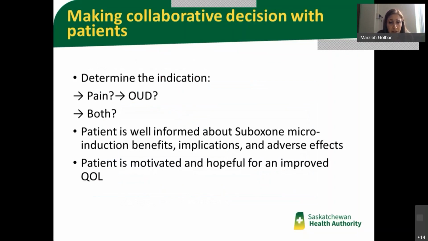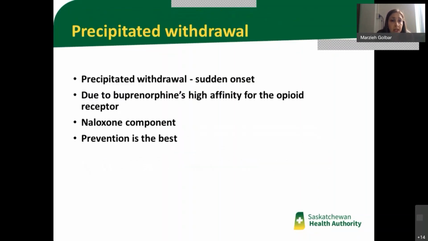So the patient has to be well informed, understand Suboxone and what reduction is, what the implications and adverse effects are. And it is easier to motivate the patient and make sure that they are hopeful for improved quality of life. So what is precipitated withdrawal? Because buprenorphine has a high affinity for opioid receptors, it's a sudden onset of withdrawal symptoms. So it kicks off the perfectly fitting opioid molecules and pairs up with the receptors.